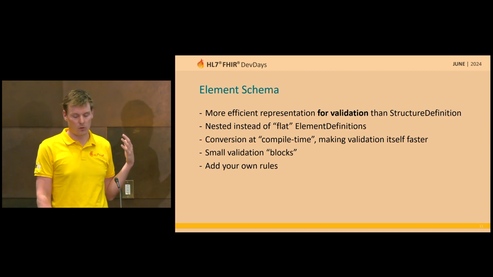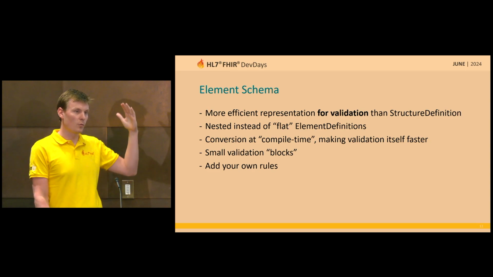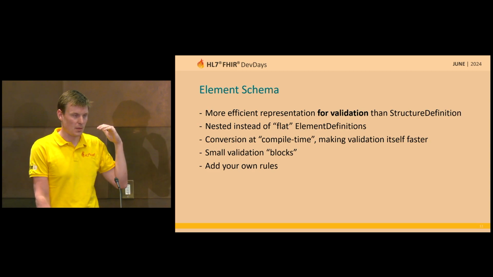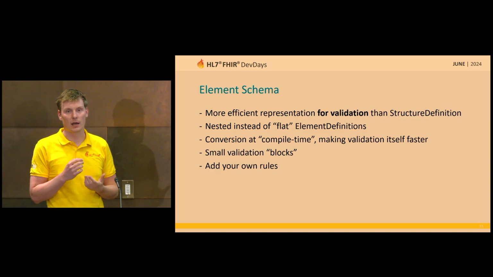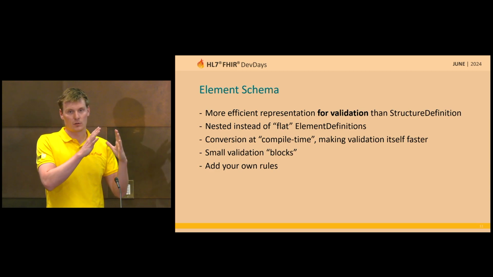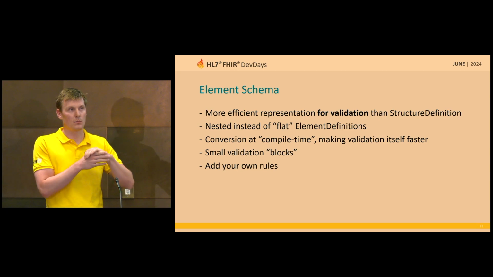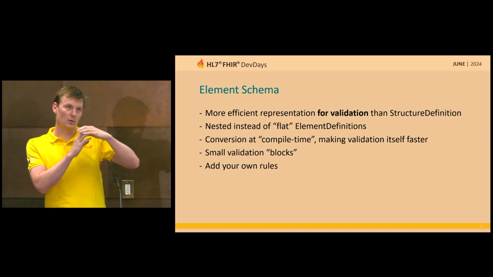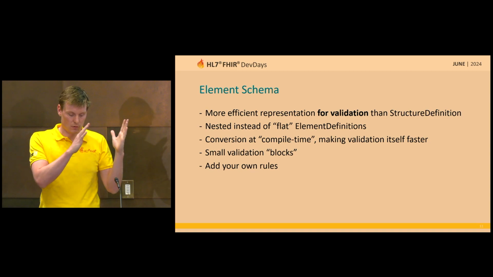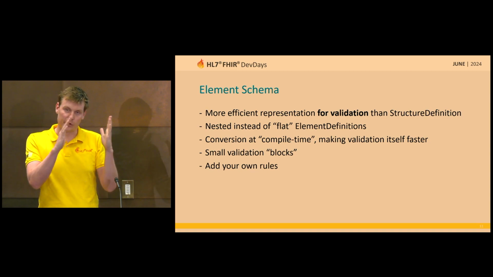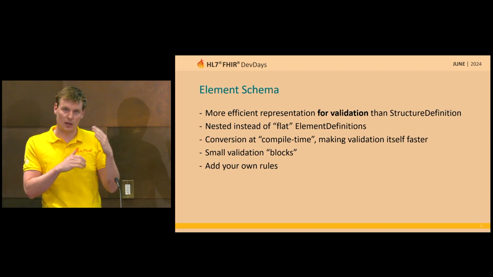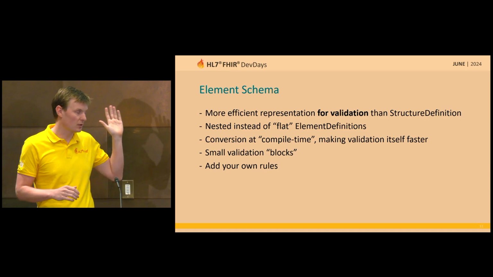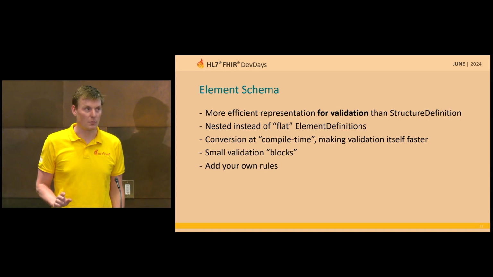So what we did for element schema, we nested those elements inside of it. And we do this conversion to element schema at compile time. So first you have this package, for example, this useScore package. We will first convert all of the structure definitions inside of it to element schemas, and then we can go through all of the rules quicker. And I'll show you an example in a minute of what an element schema looks like.